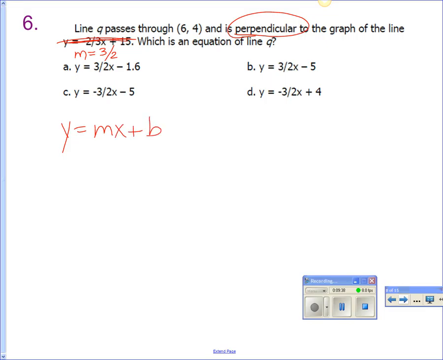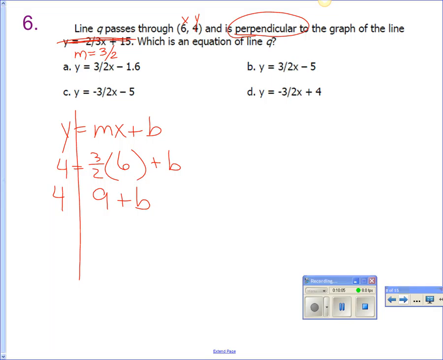Allison, what goes in for Y? Very good. What goes in for M, Allison? What goes in for X? And I put plus B. Okay. All right, I multiply next. Parentheses have to be done first. Multiply those, you get 9. What do you have to do with 9 next? Move it and make it what? Negative. So you get negative 5 equals B.